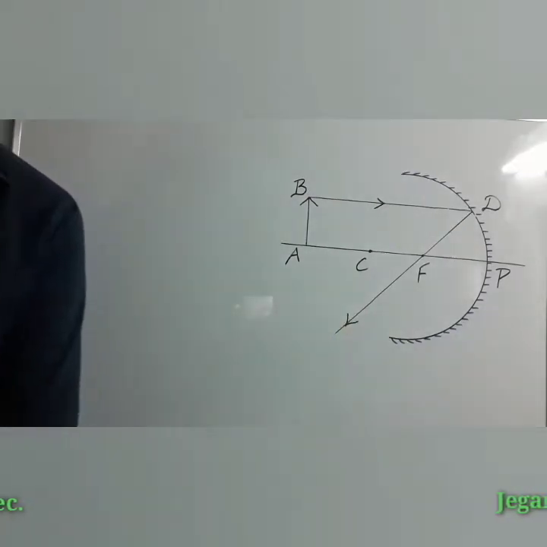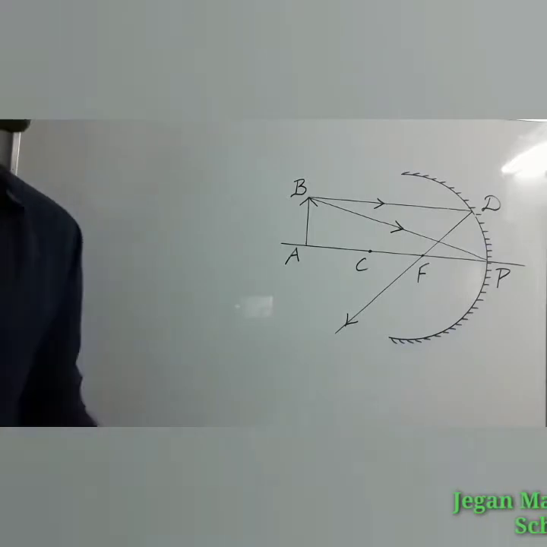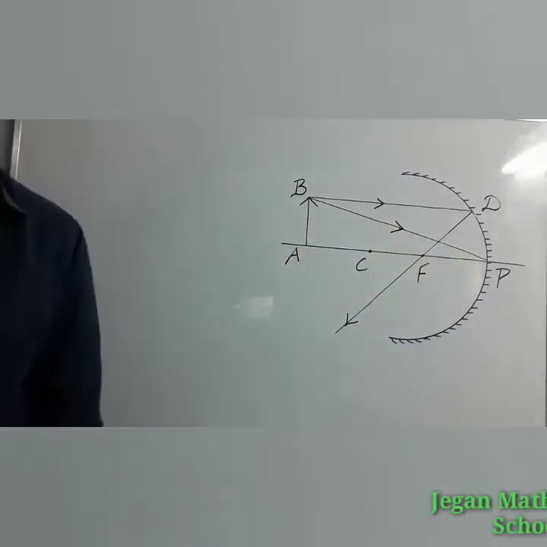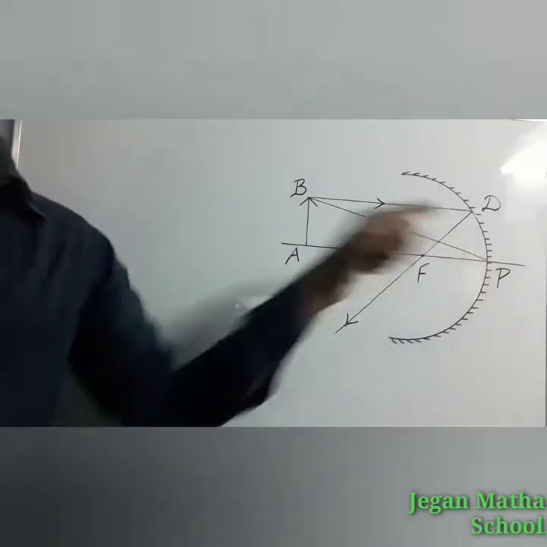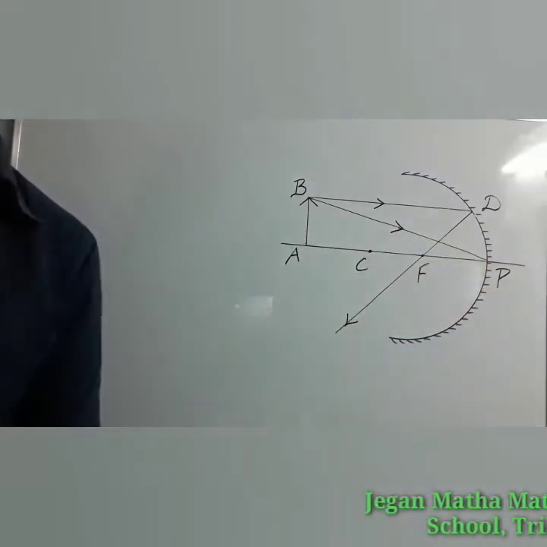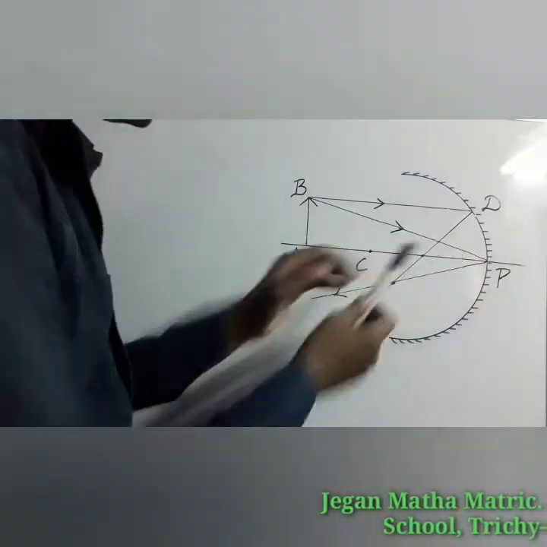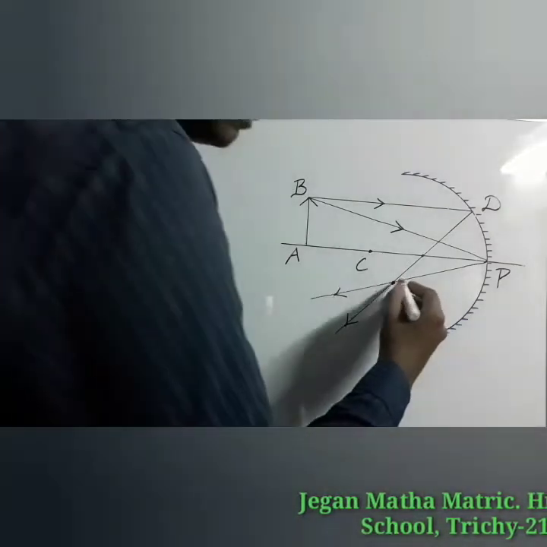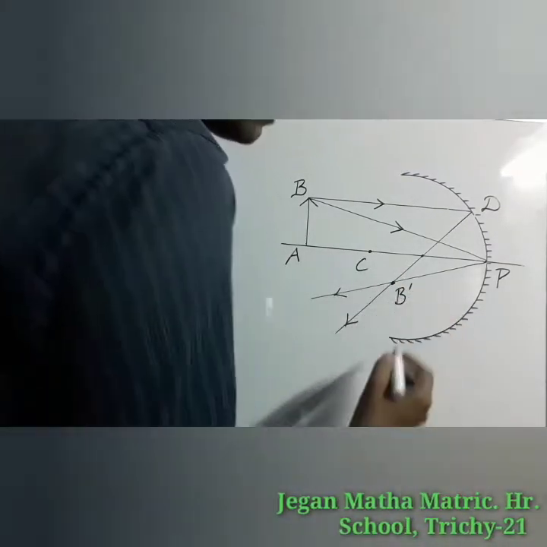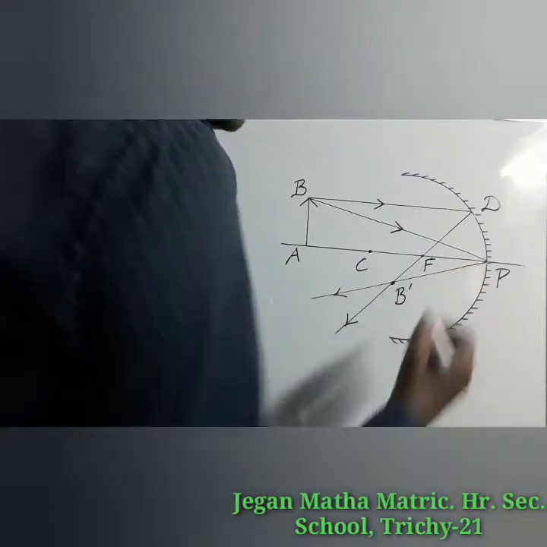Like this. Let us take the second paraxial ray BP, incident at the pole P, which is reflected along PB dash. Like this, the two reflected rays meet at the point B dash.